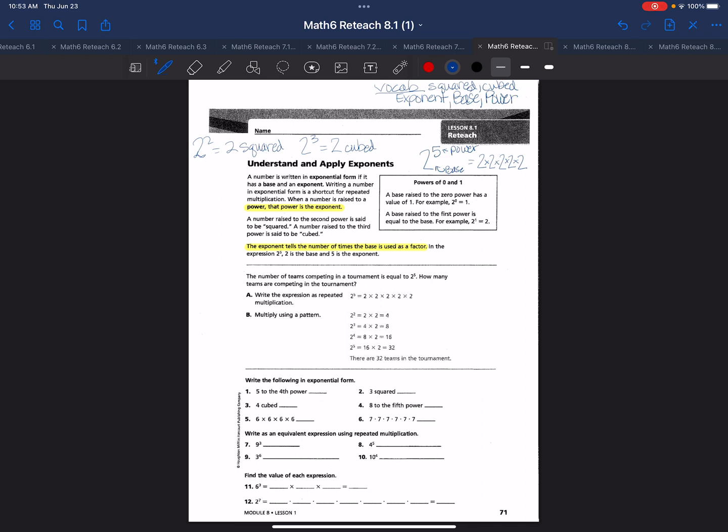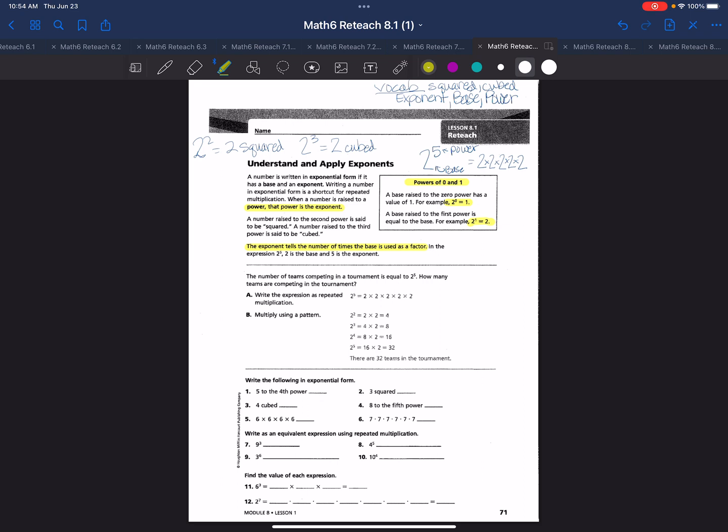The other thing in your vocabulary you also want to note is the power of 0 and 1. A base raised to the 0 power has a value of 1. So any number raised to the 0 power equals 1. A base raised to the 1st power is equal to the base. So 2 to the 1st power would be 2. I encourage you to pause this video and complete these problems on your own first, and then go back and see how to solve them together.